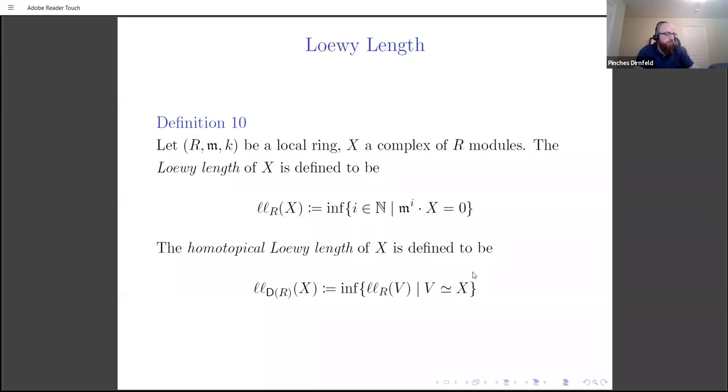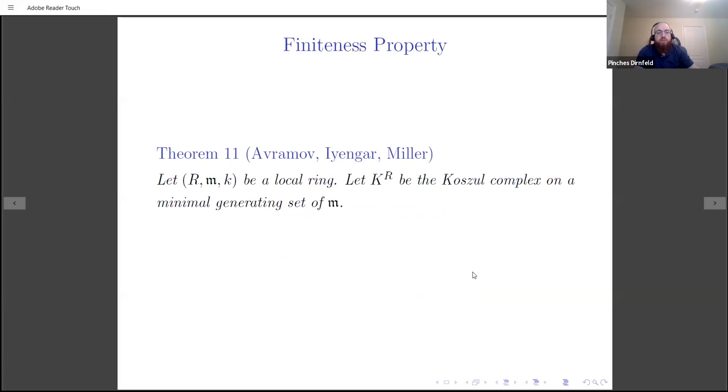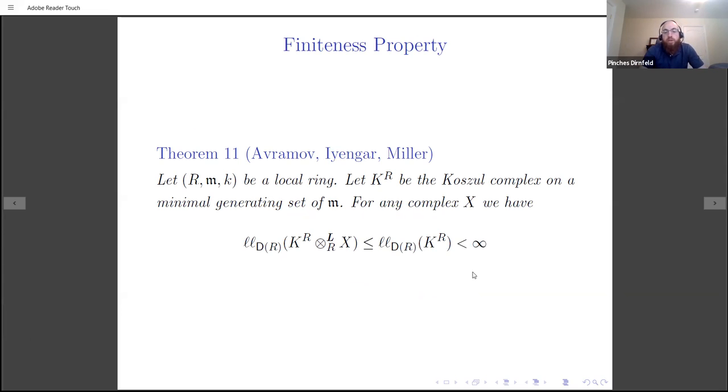So the Loewy length satisfies some nice finiteness property, and this is due to Avramov, Iyengar, and Miller. So you have a local ring, let K be the Koszul complex on a minimal generating set of m. Then for any complex X, we have the homotopical Loewy length of K tensor X is bounded by the Loewy length of the Koszul complex, and that's finite. In fact, you can give an upper bound. I don't remember off the top of my head what it is, but I think it has to do something with the invariant of the ring.